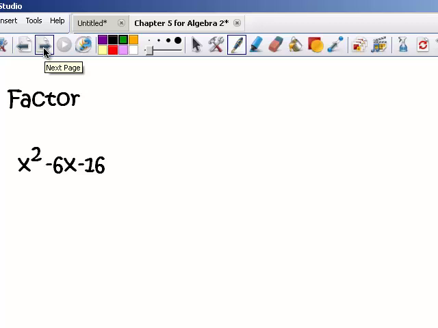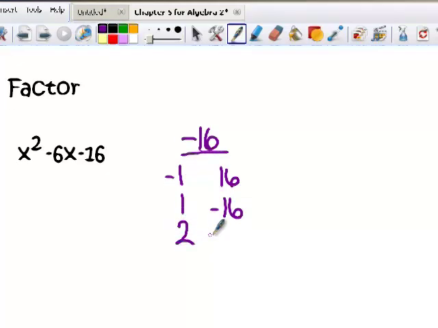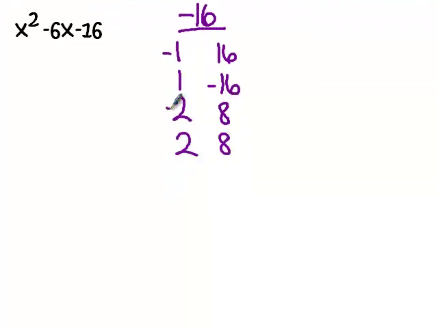Let's go ahead and try another one. Again, you always want to start by looking at your a. We can see here that a is 1. Factoring is going to be easy. So we're going to take the factors of negative 16 and we're going to figure those out. So 1 and 16, 2 and 8, 4 and 4. And the reason why I don't do another 4 and 4 is because it really doesn't matter. This is going to be the same.